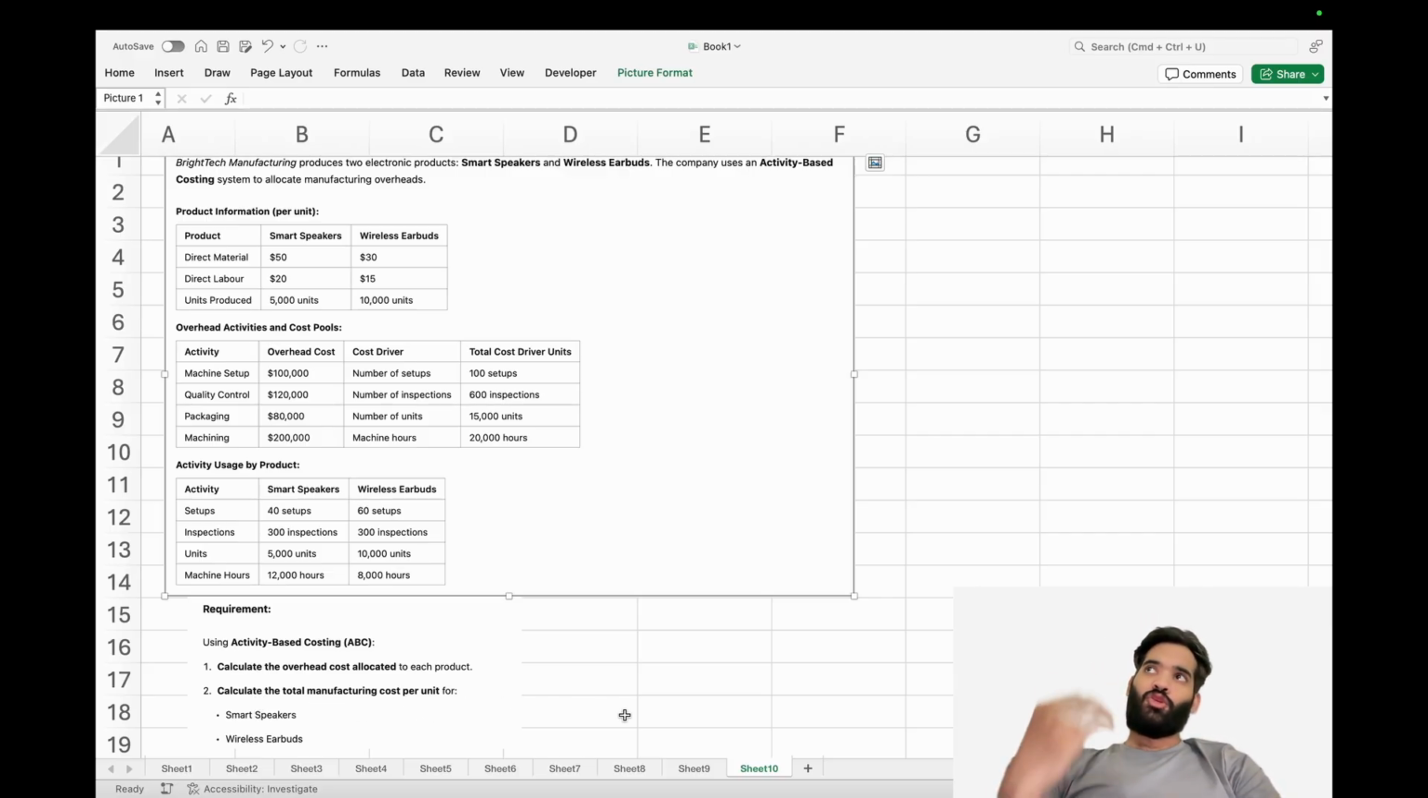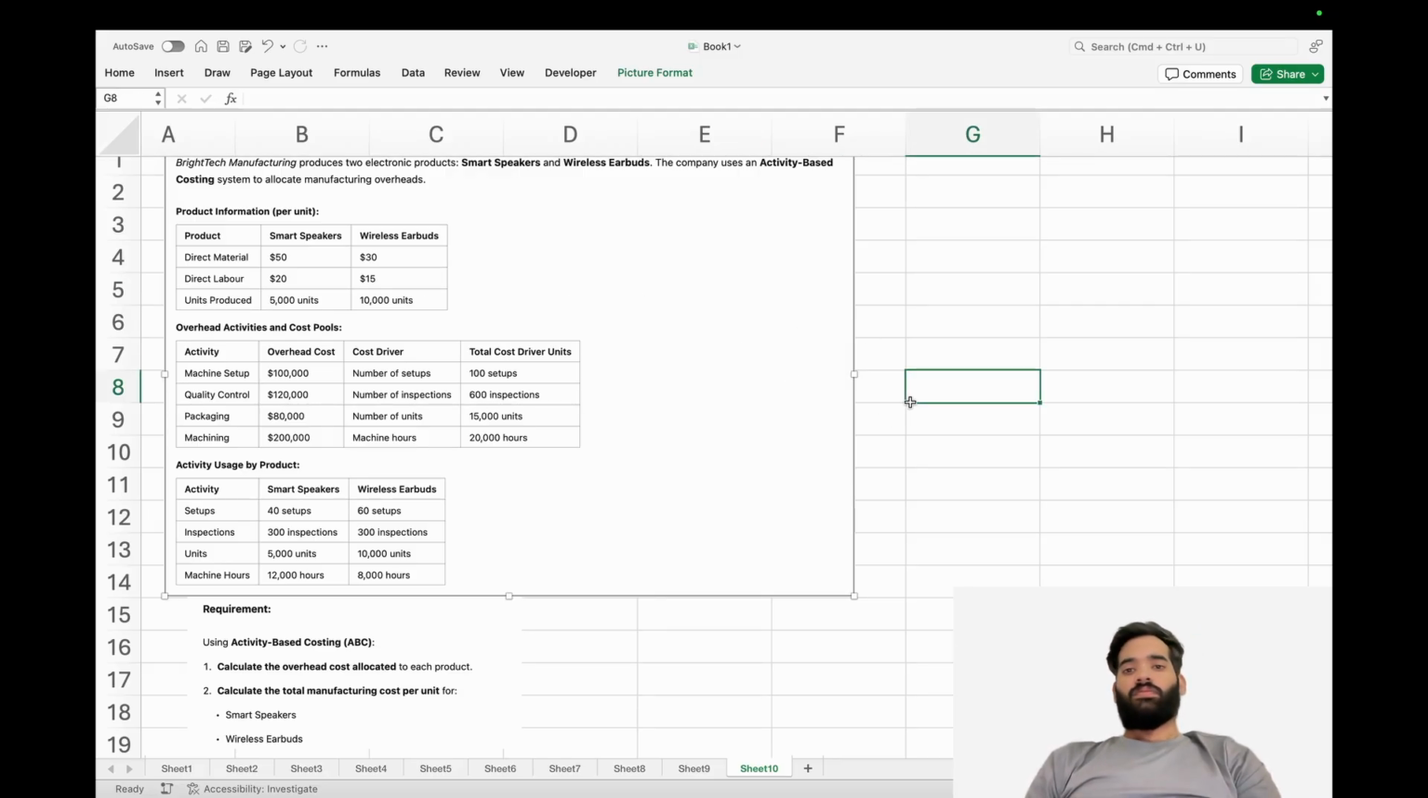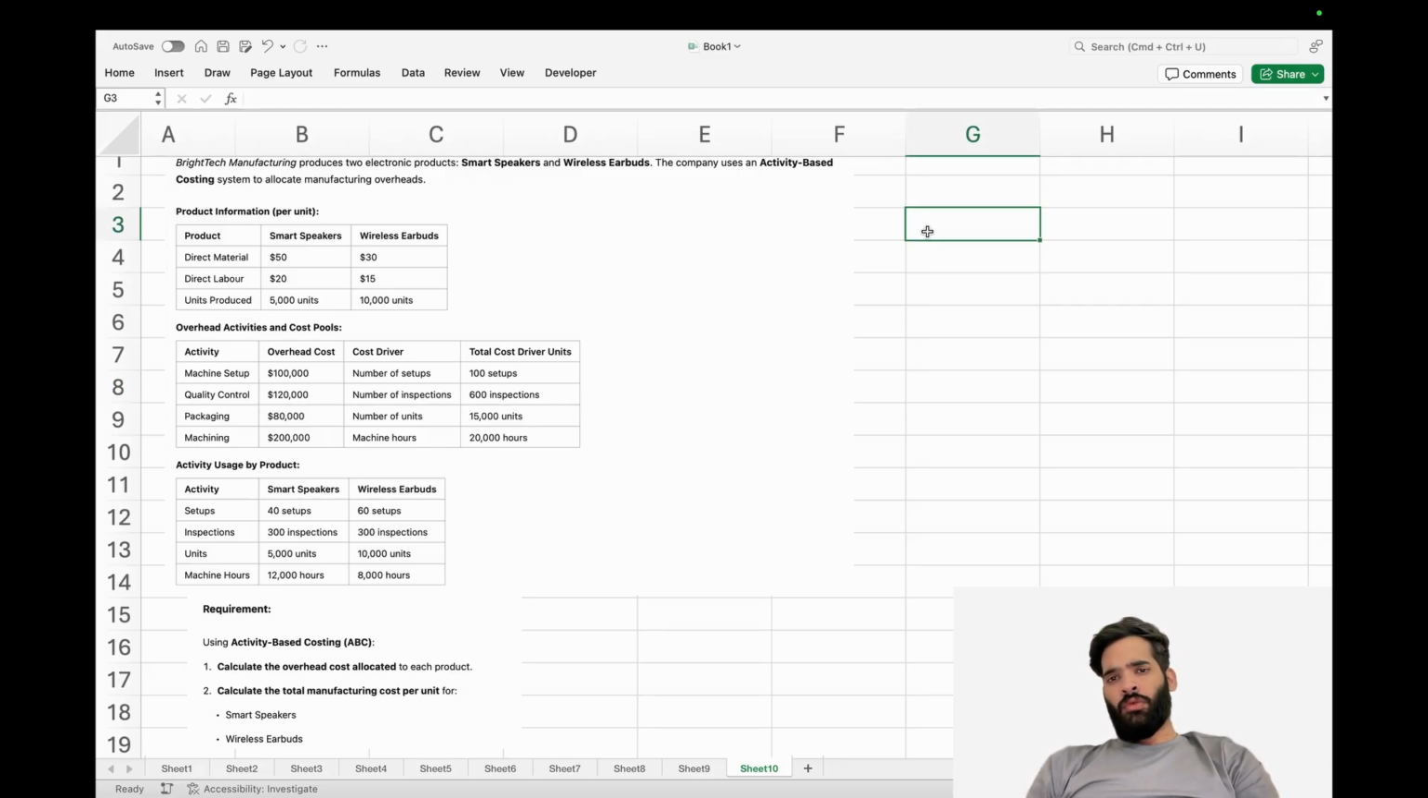And to know the total manufacturing cost, we need the direct material, direct labor, and overhead. And like I told you, always the direct material and labor is given. So in this question, we know the per unit direct material is 50 and per unit direct labor is 20 for the smart speakers, and same for the wireless earbuds. We have been provided the numbers. So without any further ado, let's start the question.